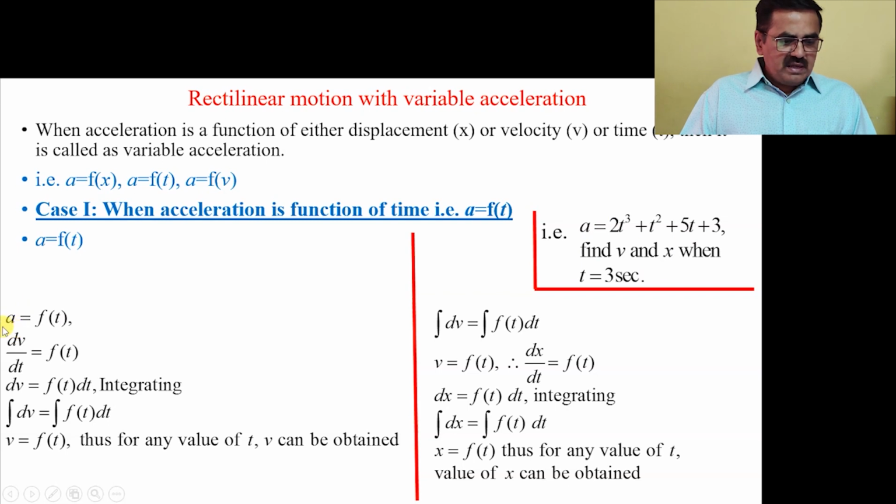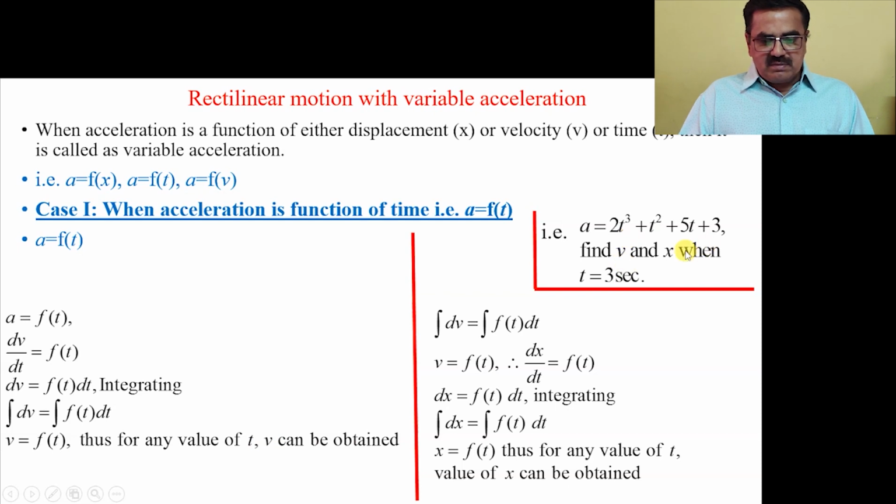So given is a is equal to f of t. So this acceleration can be expressed as dv by dt. So dv by dt is equal to f of t, which means acceleration is a function of time t. Now we need an equation in terms of v and t. So rearranging the equation, dv is equal to f of t into dt. If we integrate this equation, we will have an equation in terms of velocity and time, v as a function of time t, and thus for any value of time t, velocity can be obtained.